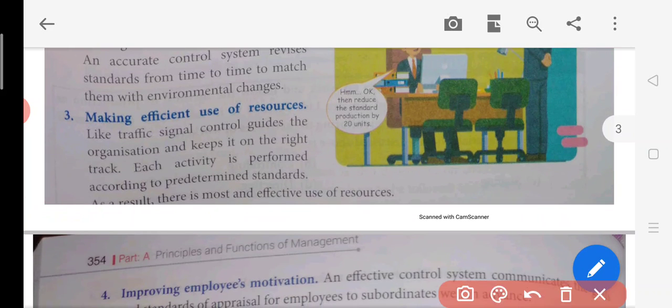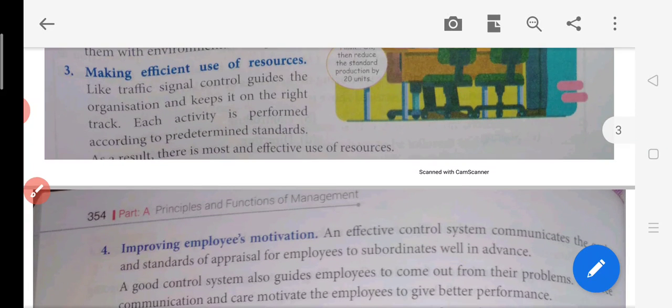Now the third point, making efficient use of resources, meaning there should be no wastage in the company. Definitely when there is no wastage, there will be efficient use of the resources. Like a traffic signal, control guides the organization and keeps it on the right track. Each activity is performed according to the predetermined standards. As a result, there is more effective use of resources. The resources are already allocated keeping in mind the set targets, so they will be used accordingly. There will be no wastage, which ensures better controlling.